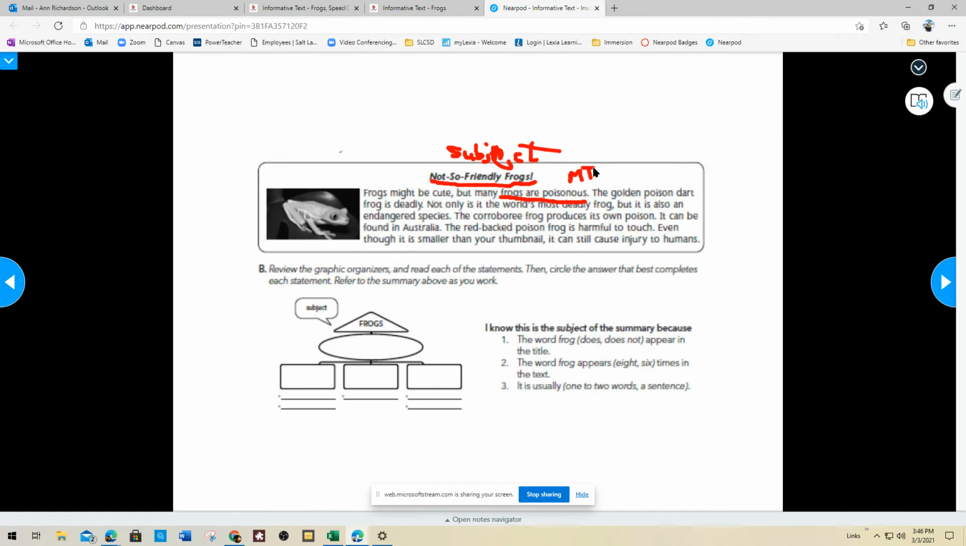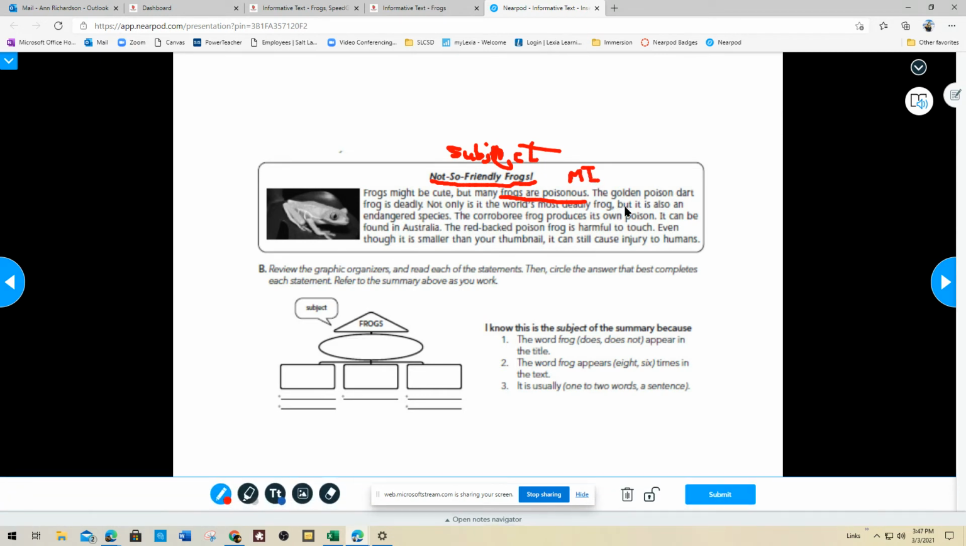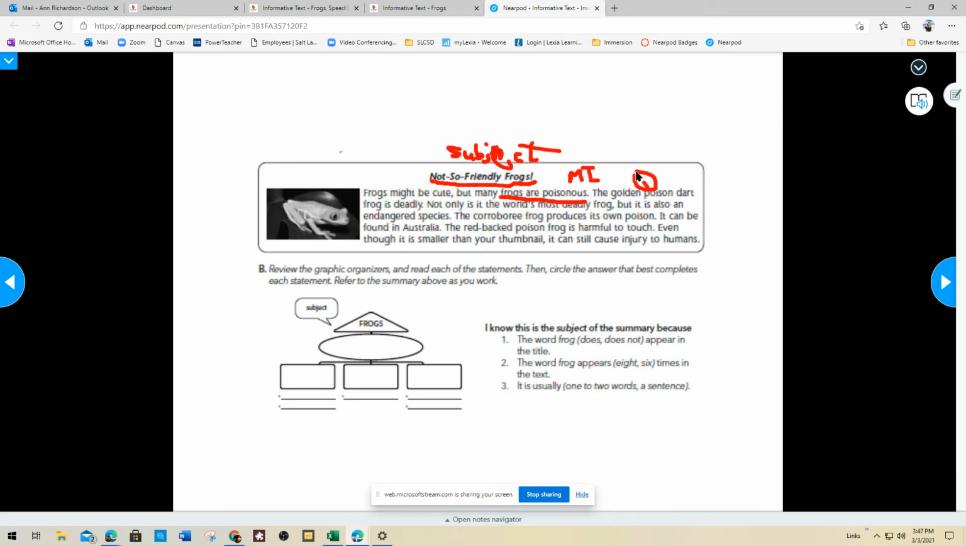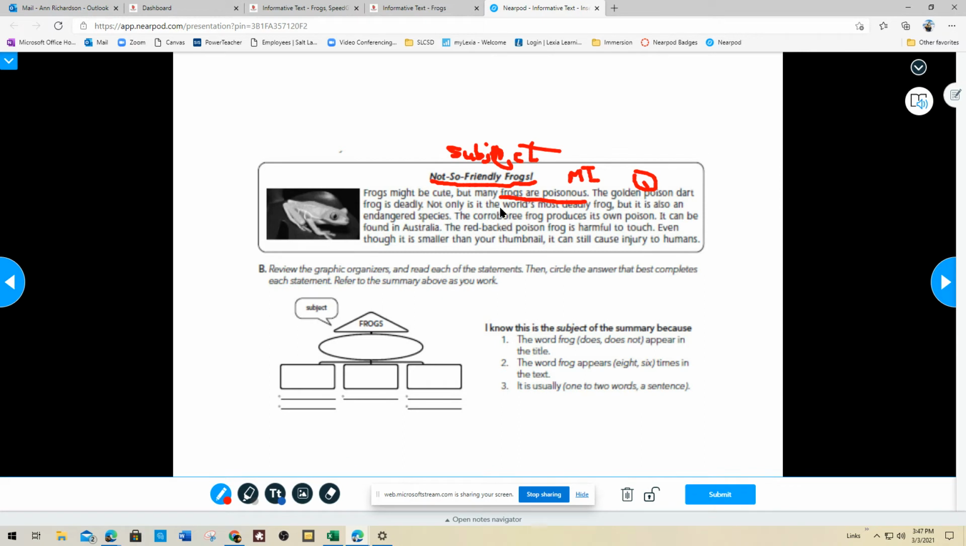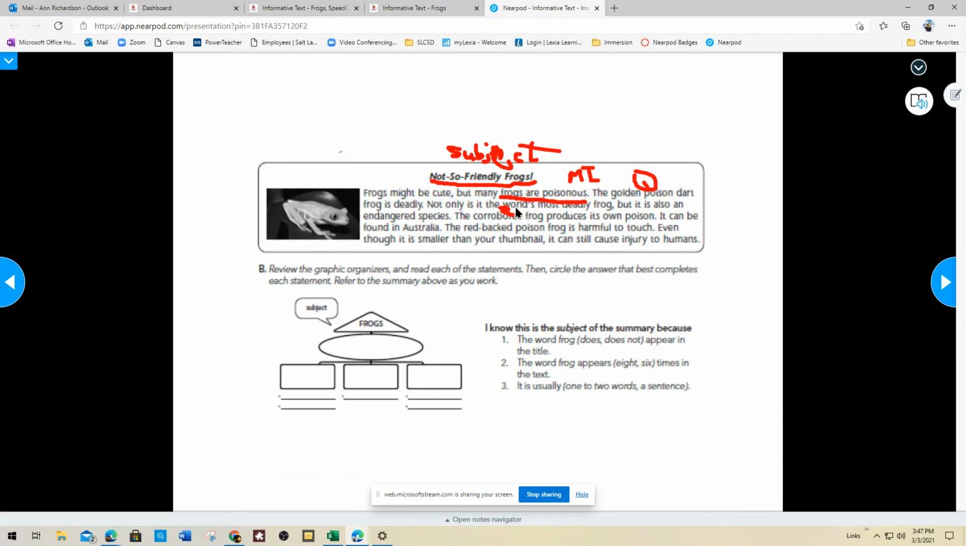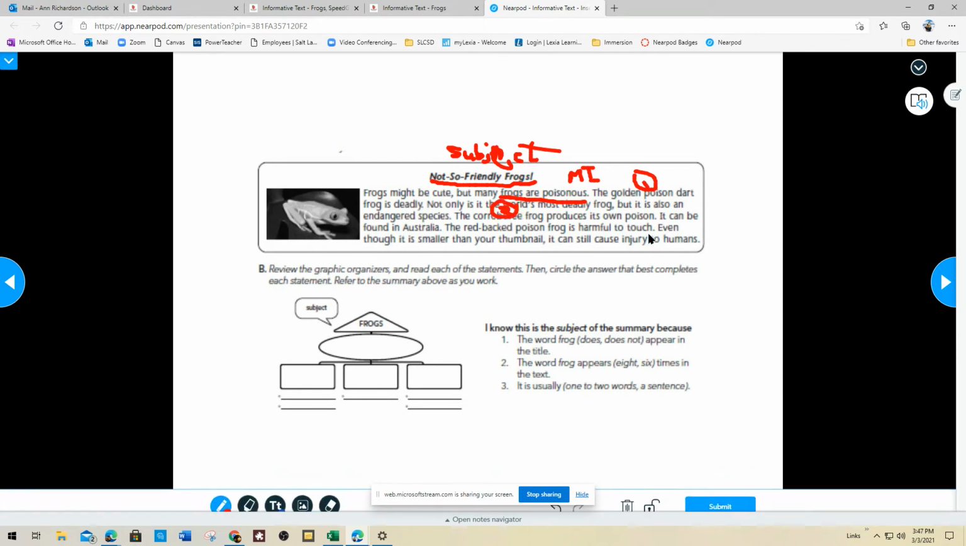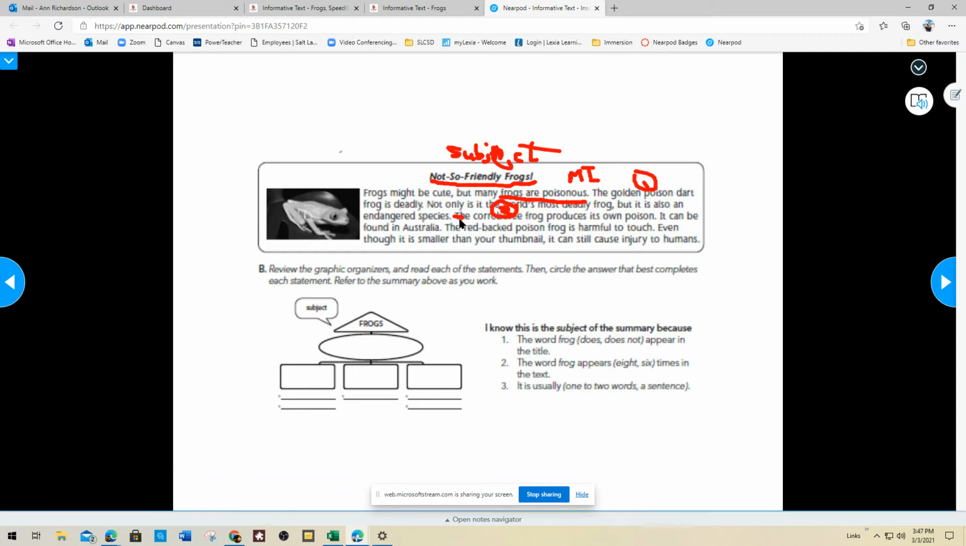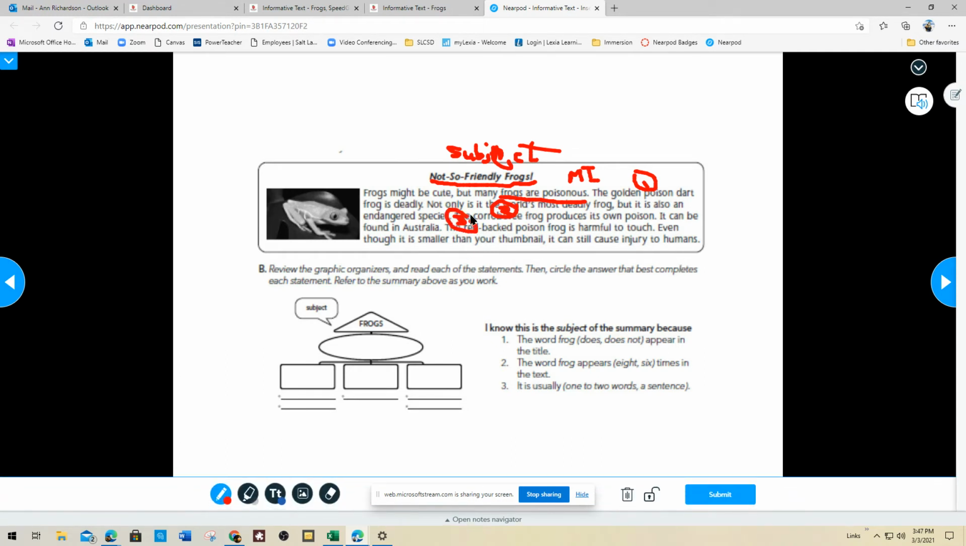Okay, the golden poison dart frog is deadly. That's our first supporting idea. The corroboree frog produces its own poison. That's our second. And the red-backed poison frog is the third. And then it goes into detail on each one. Right now, we're just going to look at the subject. Okay, I know this is the subject.